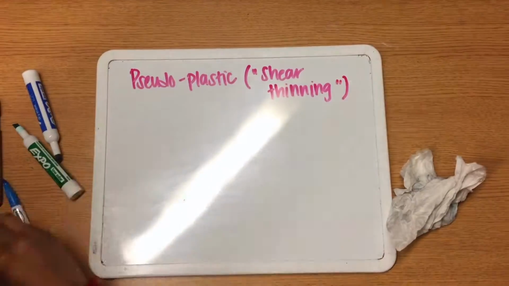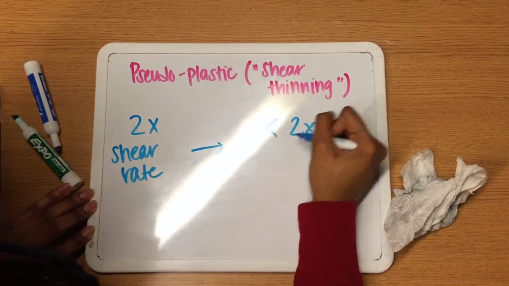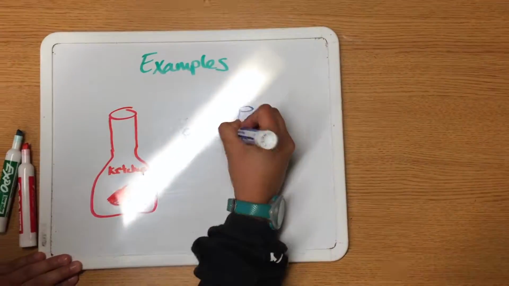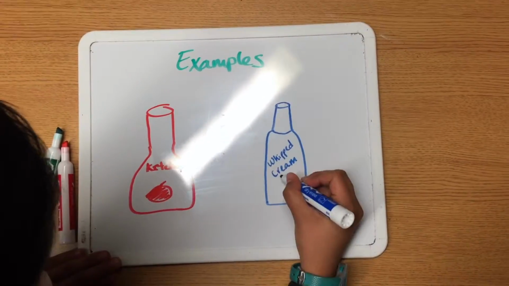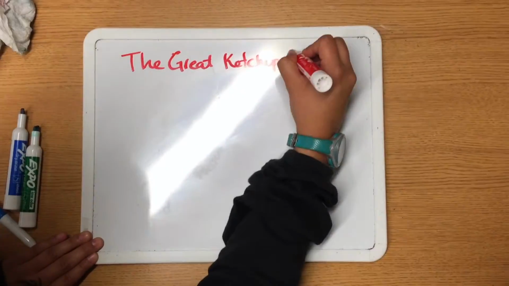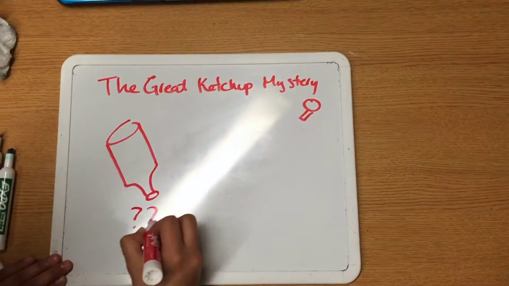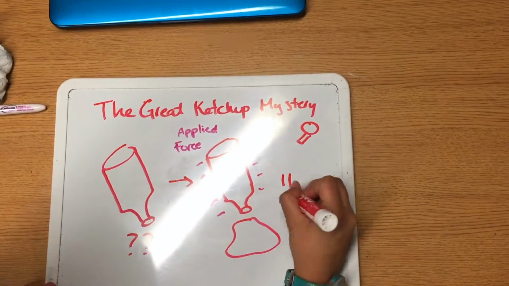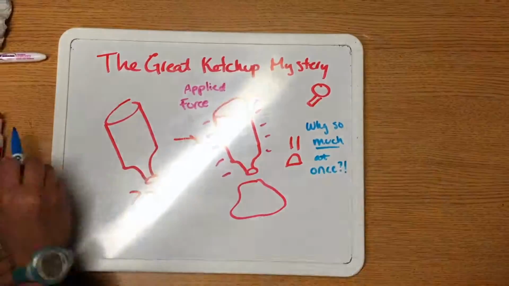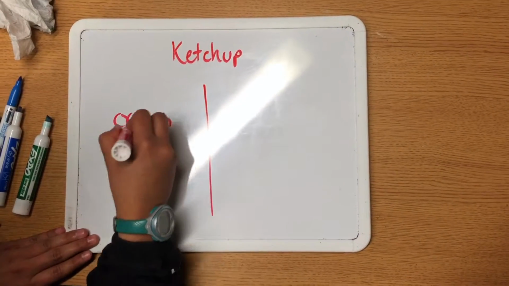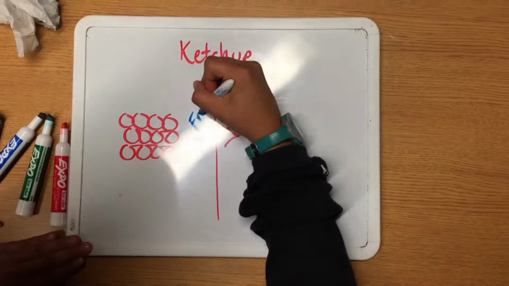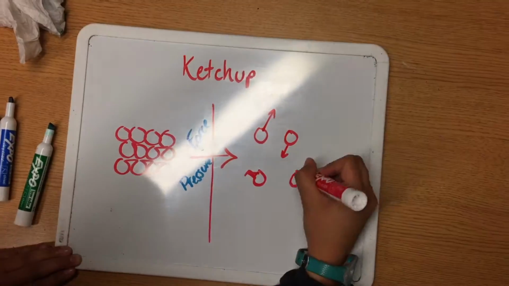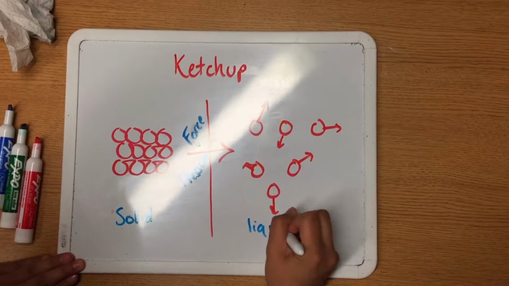Non-Newtonian fluids can also act the opposite way, where doubling the fluid speed will less than double its stress. These fluids are called pseudoplastic, or shear thinning fluids. Common examples of these are ketchup and whipped cream. This helps explain the great ketchup mystery, where at first it is almost impossible to squeeze ketchup out of a bottle, but after shaking it hard enough, it comes out all at once. Once the ketchup bottle is squeezed, pressure is released and causes the particles to gain velocity as they exit the can. This allows the particles to move more like a liquid versus a stagnant solid.